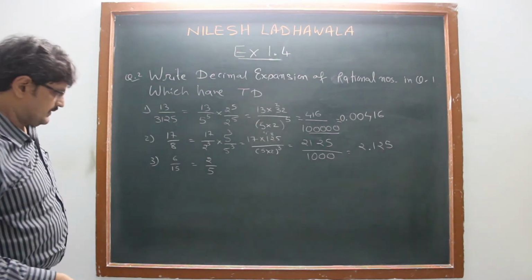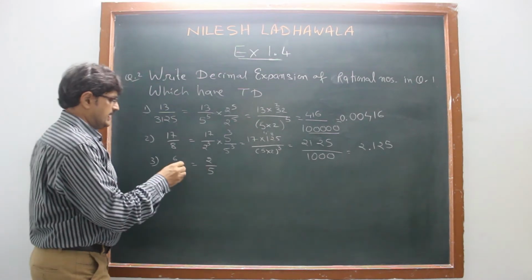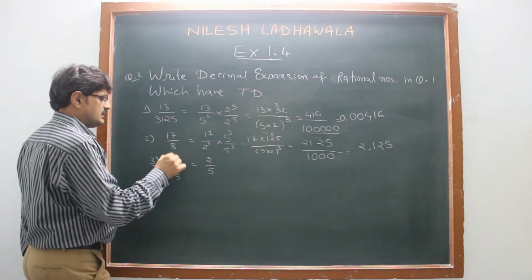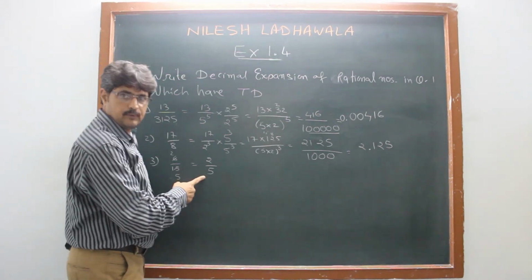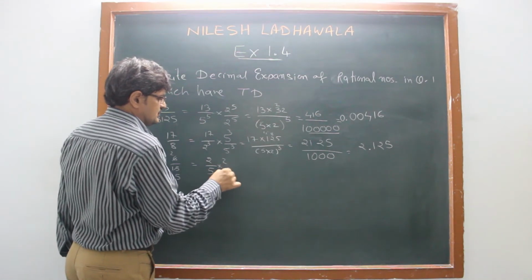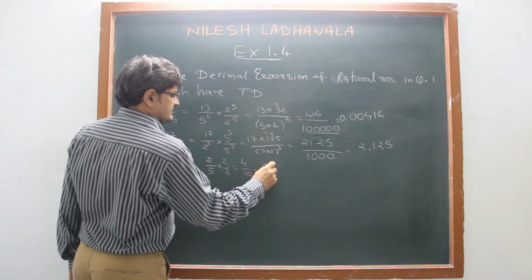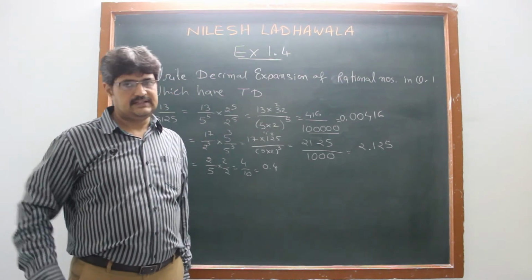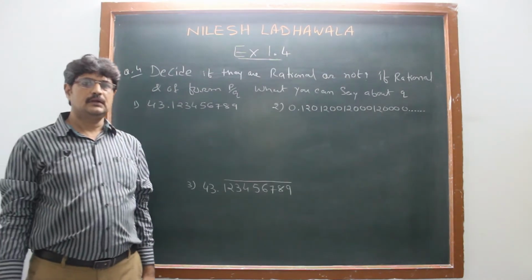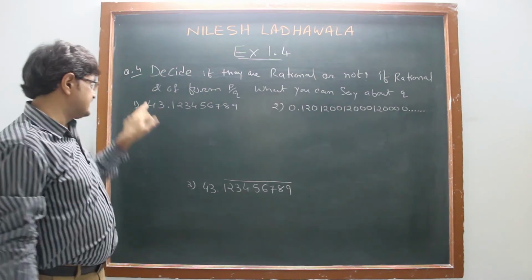So my answer will be 2.125. And the last one that I told you, 6 by 15. I have cut the factor 3 from the numerator and denominator, so I have left 2 upon 5. Here I should simply multiply with 2. I have 4 upon 10, that is 0.4. The other sums you can do yourself. Okay? Now we will do question number 4, the last question of the exercise.